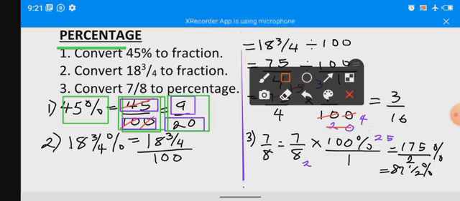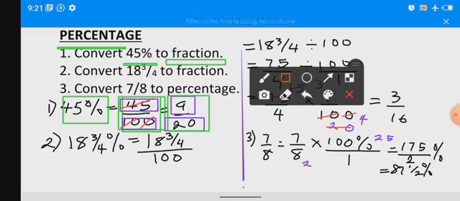So when you are converting percentage to fraction, you divide by 100. I want you to bear that in mind. Percentage to fraction, you divide by 100. When you want to change fraction to percentage, you multiply by 100. Now to the next one.